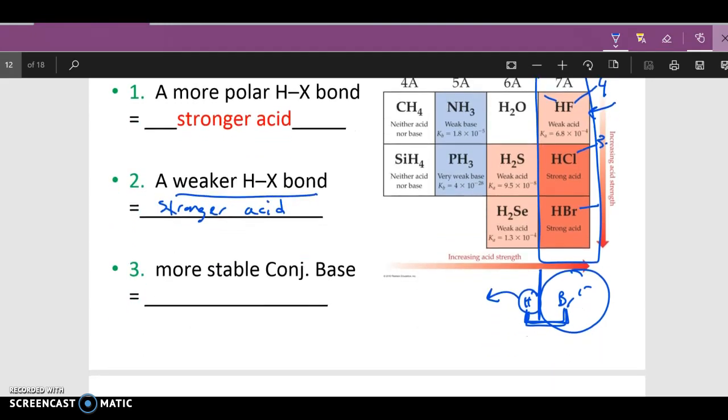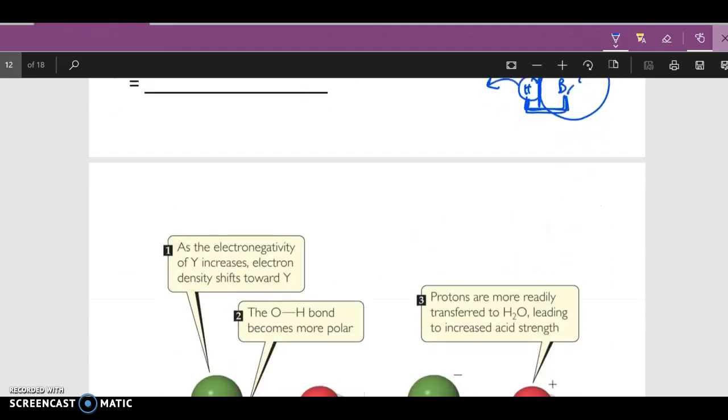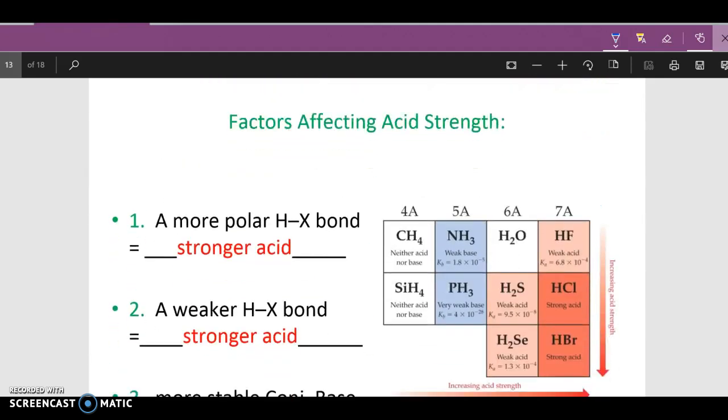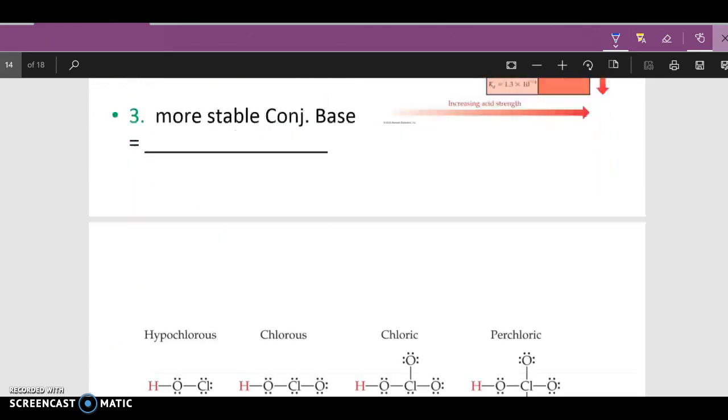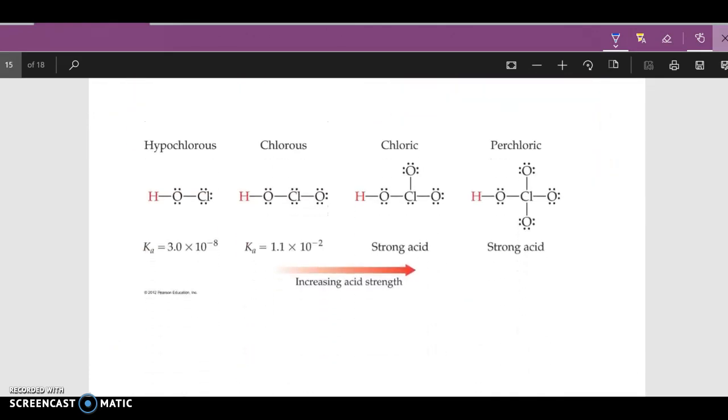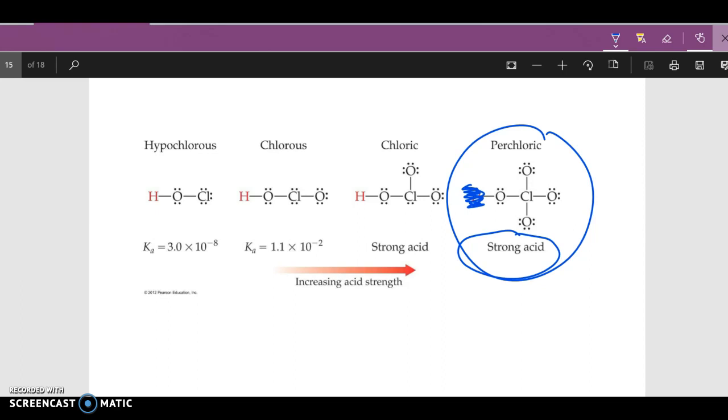Moving on to rule number 3, more stable conjugate base. I want to show you something different here. So here are 4 different acids, and we're going to increase our strength of acids as we go to the right. I want to recap what a conjugate base is. We have an acid, and when the acid loses the hydrogen, what is left is the conjugate base. So right here is my acid. If I take this hydrogen all the way out, the thing that I have left over is a conjugate base. So let's take off all these hydrogens to create conjugate bases.